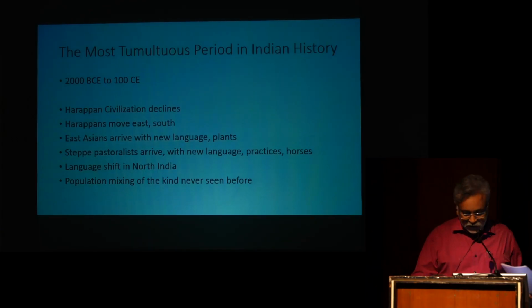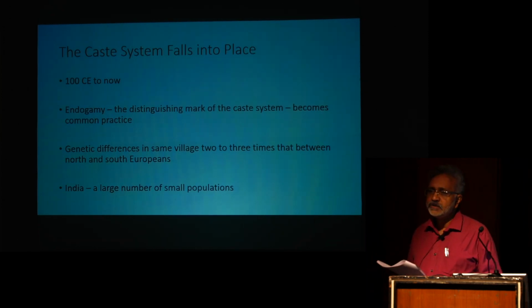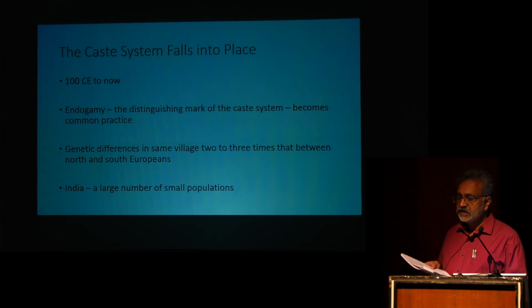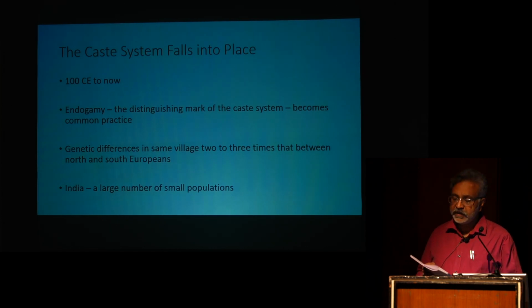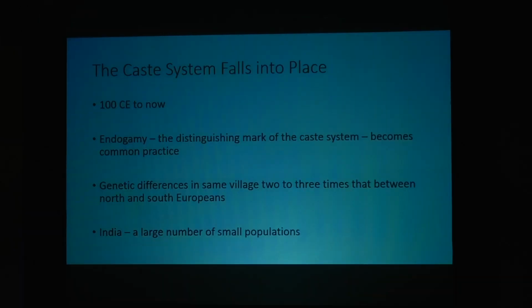Now, we move to the next stage. So what happened in the next stage? What happened in the next 2000 years from the Common Era? Genetic research says that 2000-year period of mixing came to an end somewhere around 100 CE, when endogamy, or the practice of people marrying within their groups, took hold. Since endogamy is the distinguishing mark of the caste system, we can surmise that this is the time around when the caste system became the practice in Indian society.